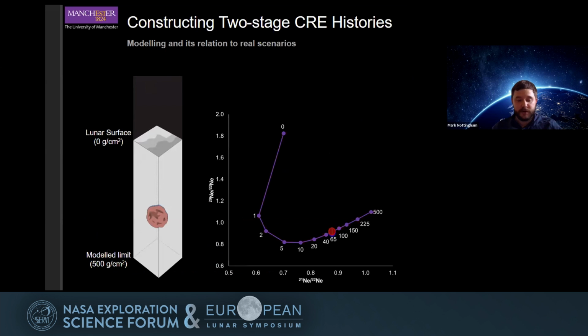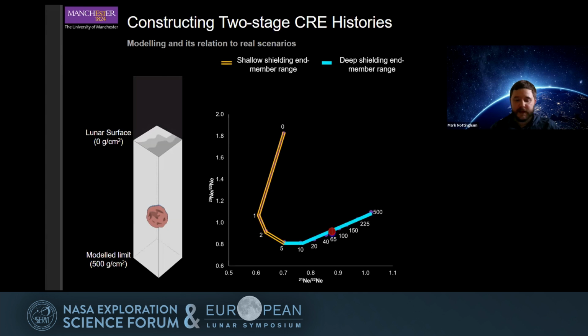The depth-dependent production rate profile for each isotope is unique, so taking each of those isotopes and combining them into a 3-isotope plot gives us a plot similar to the one that I'm showing here. Just for your information, the numbers on the curve are shielding depths in grams per square centimeter.